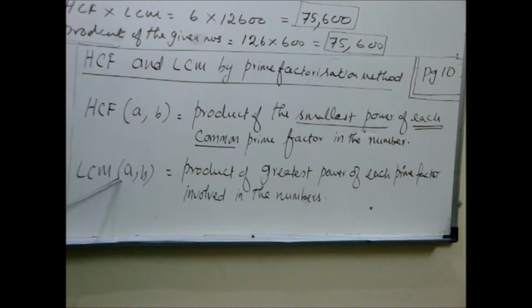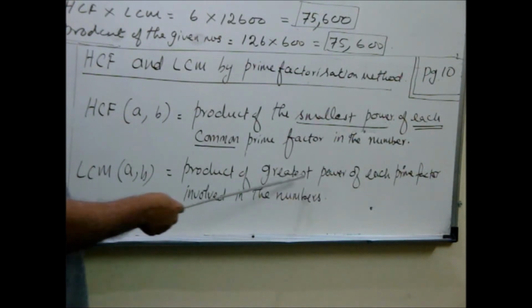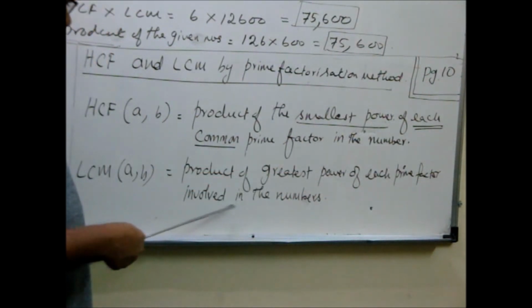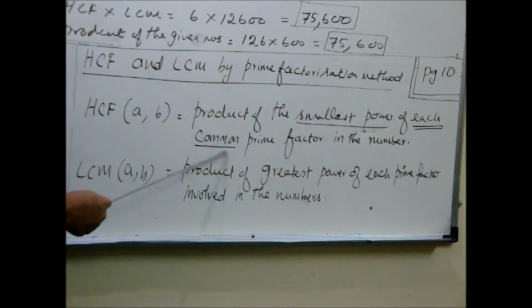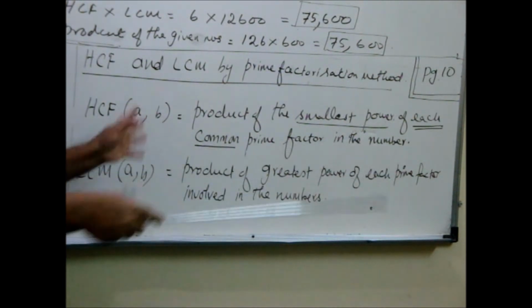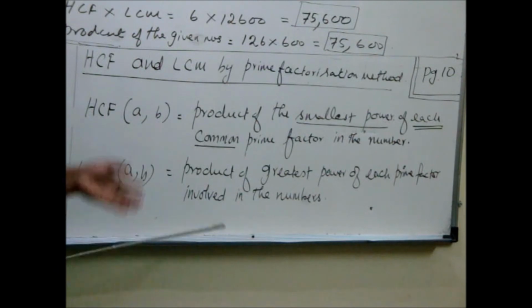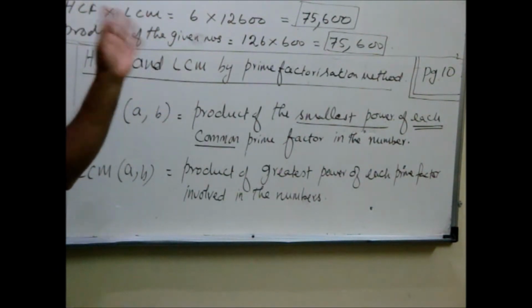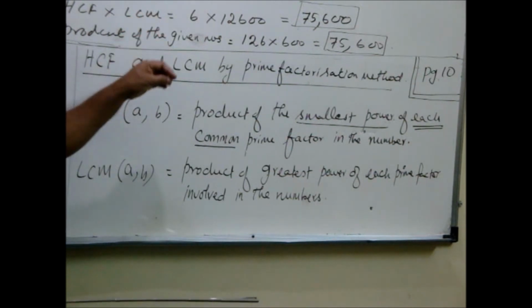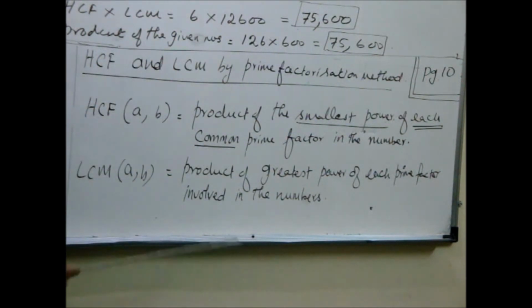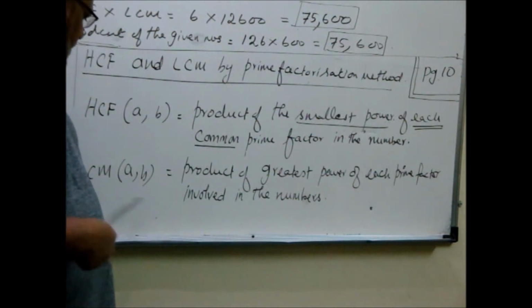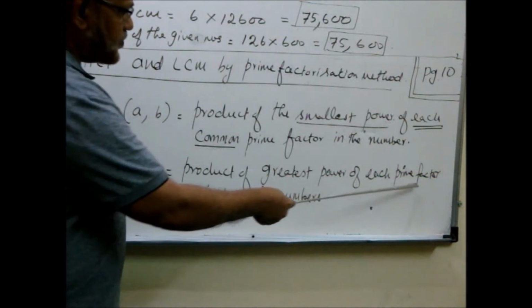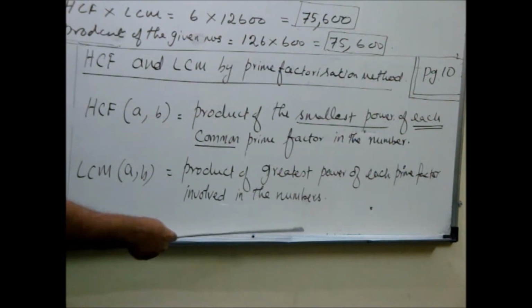LCM of the numbers is the product of the greatest power of each prime factor involved in the numbers. Here they don't talk about common. All prime factors you are taking, and take the highest power of each variety involved in the two numbers. Take them and multiply them. That is LCM. This is the definition. So, product of greatest power of each prime factor involved in the number.